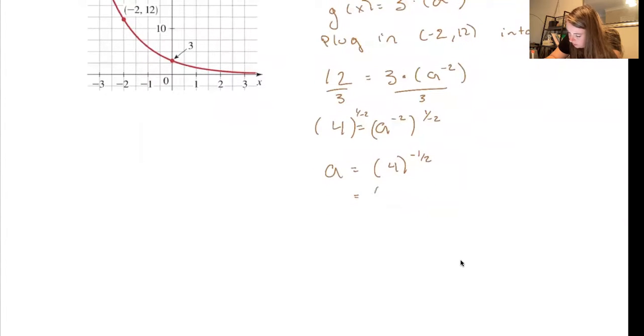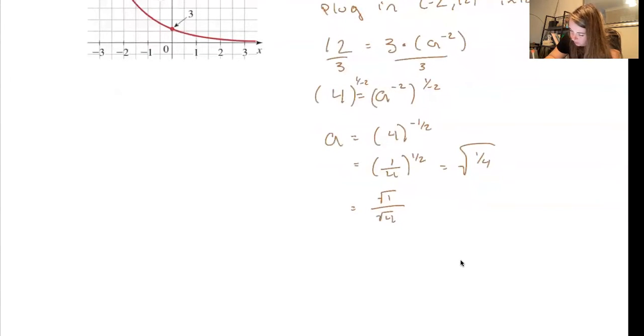I can bring the negative in, so that's going to equal 1 over 4, a negative exponent flips the fraction. 1 over 4 to the 1/2 is the same as saying square root. And we can take the square root of each thing.